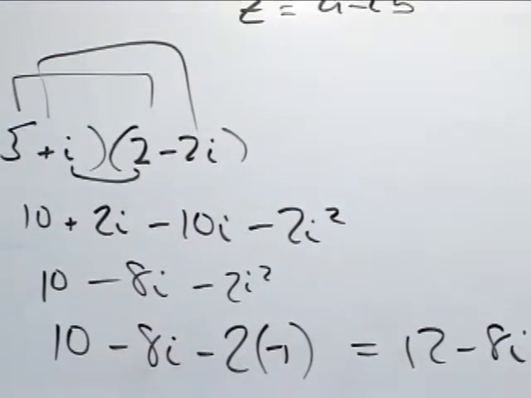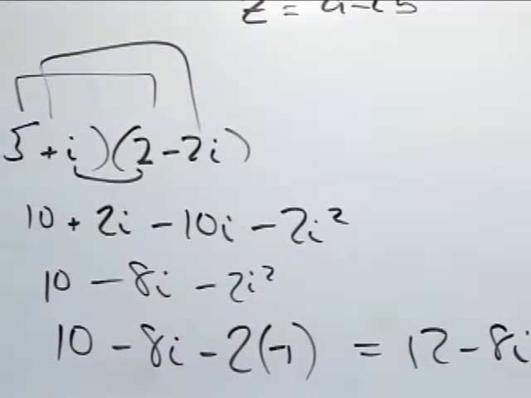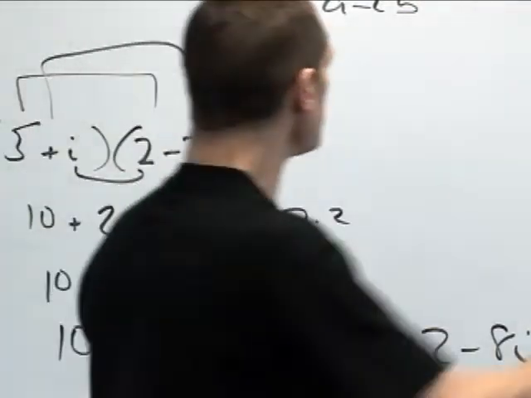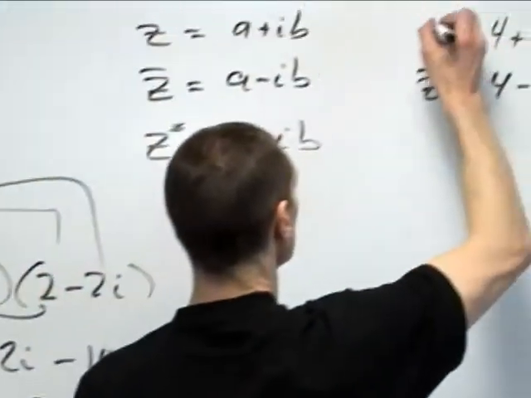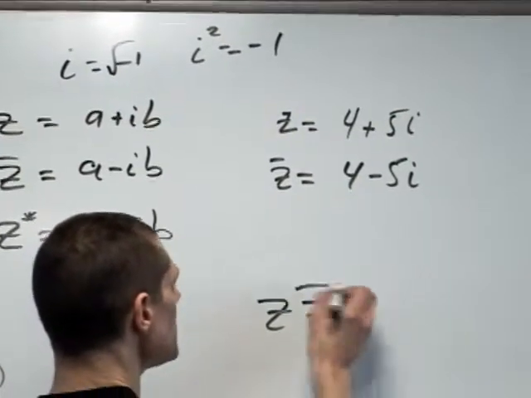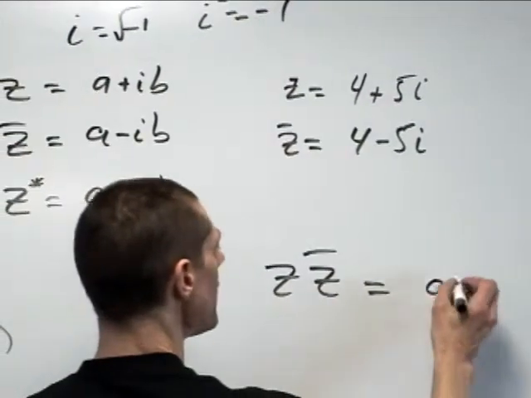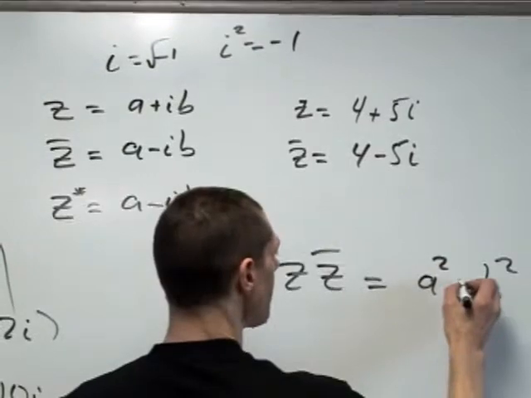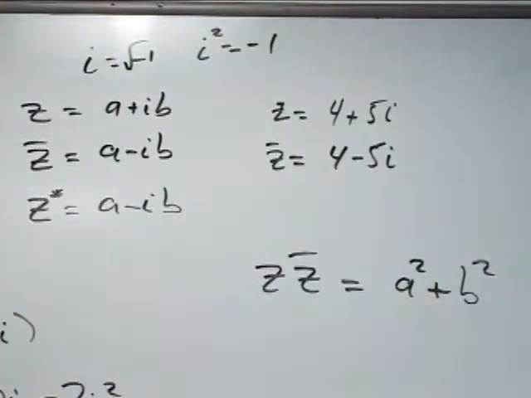Once again, you guys are supposed to know this, or hopefully you do. What's the importance of the complex conjugates? They're very important because here's the deal. Z times z bar is going to be equal to a squared plus b squared, whatever a and b are. And I think I'm going to show you that right now.